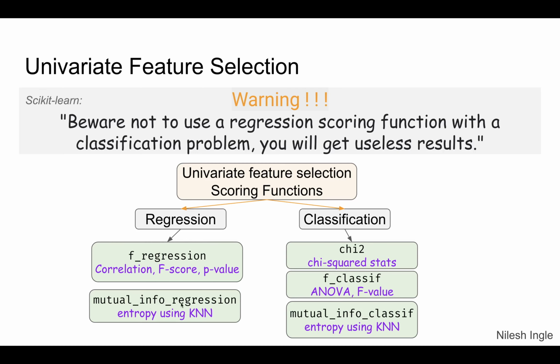So these are the scoring functions you want to use as an input: for regression, these two, and for classification, these are the three that can be used when working with univariate feature selection. If you swap them, then as I said in this warning, it could give results that do not mean anything.